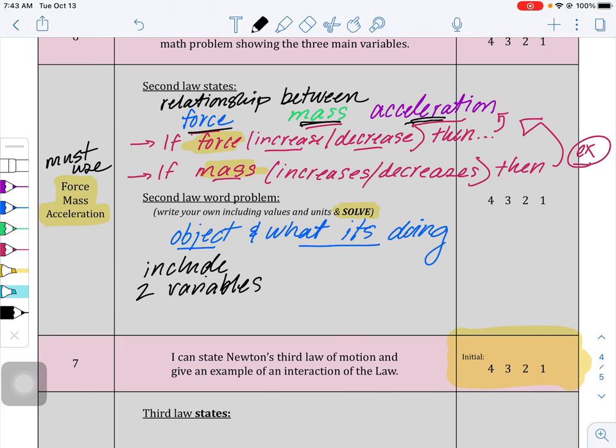So maybe you'll include force and mass and say solve for acceleration, or maybe you'll include acceleration and mass and say solve for force. So again, it just depends on what you'd like to do. You get to make up these numbers. So you get to decide what the values of mass, force, or acceleration are.